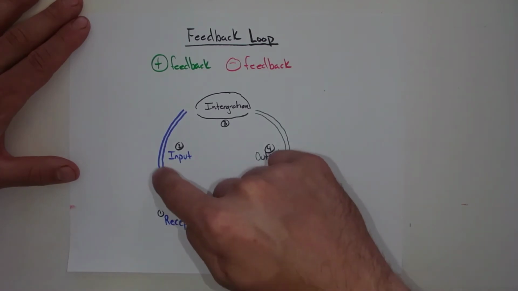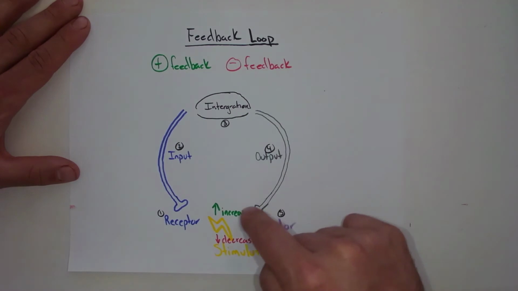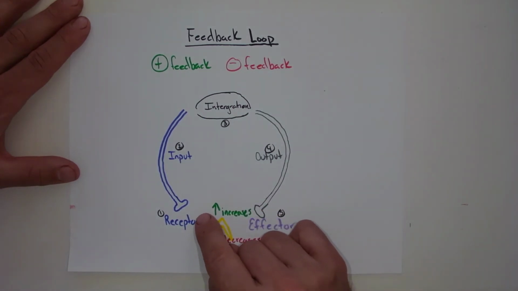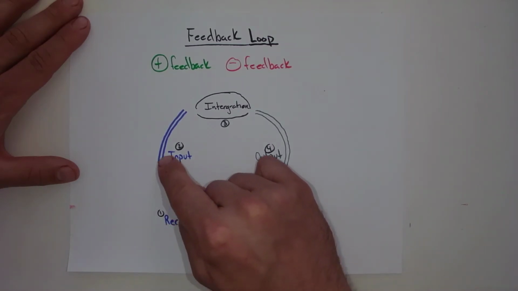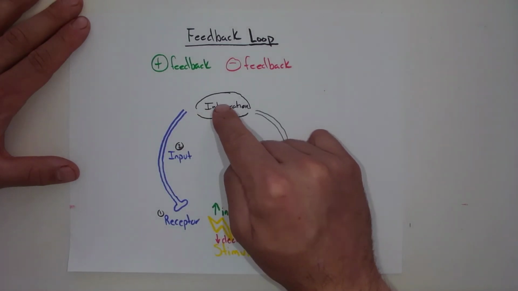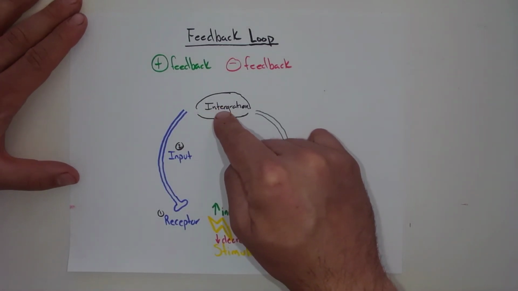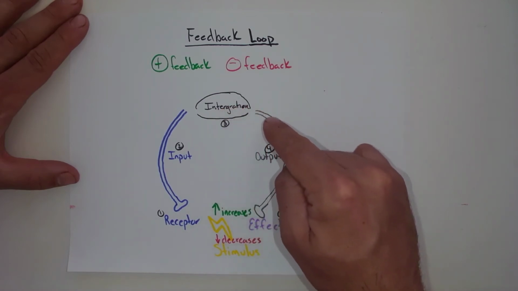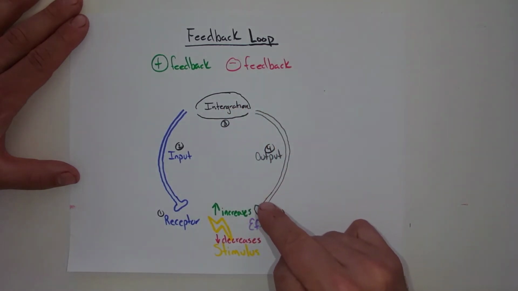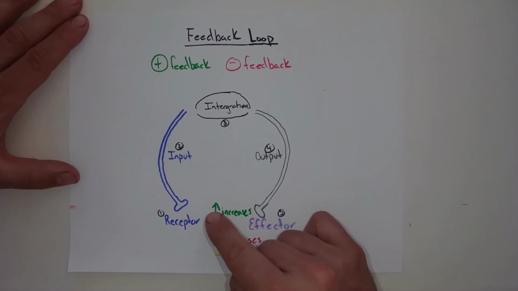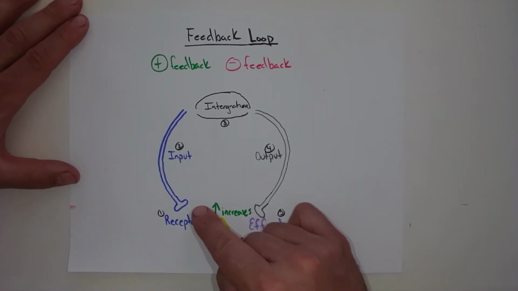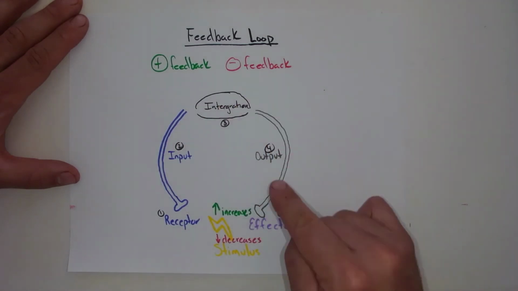Okay, this is a negative feedback loop. Now it's become too cold, and the new stimulus is cold. The sensor senses that, it sends it to the integration center. The thermostat says, oh, it's too cold. I'm going to send out a signal, an output that turns off the air conditioning unit. And this is going to decrease the amount of cold or the stimulus. That would be a negative feedback.